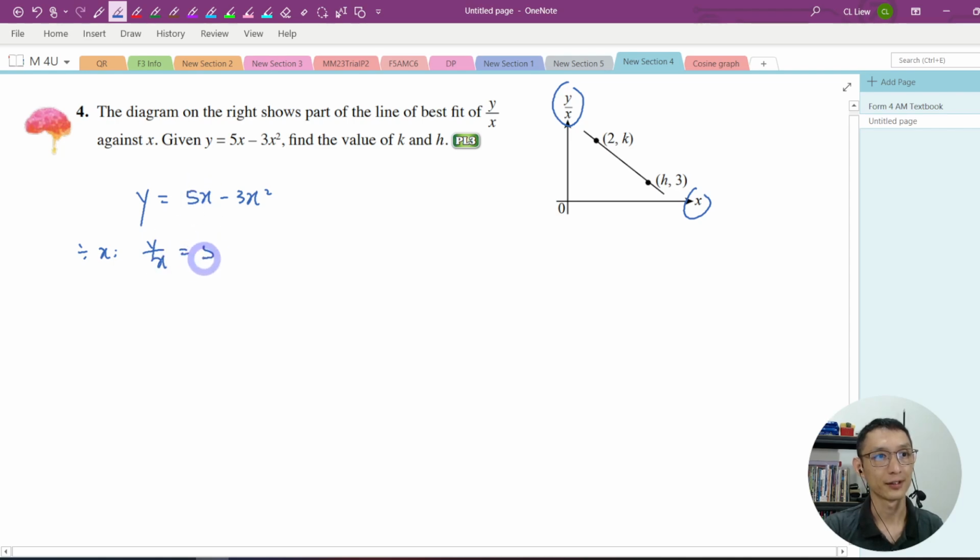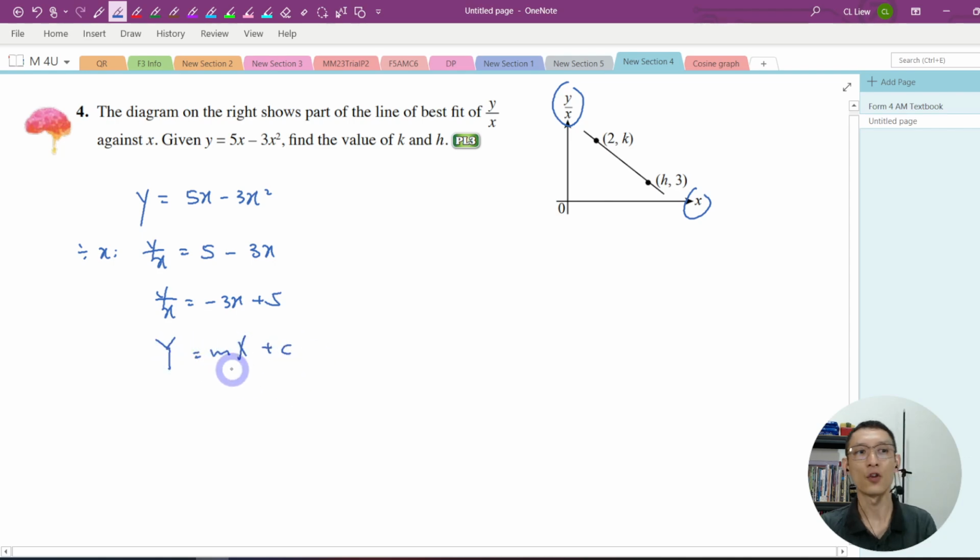Divided by x. Divided by x. Okay, so I'm going to rearrange this nicely into the form of y equal to mx plus c. From here I know that the gradient is actually negative 3 and the vertical axis intercept is equal to 5. If I extend the line here it will be 5. Now the question is asking us to find the value of k and h.